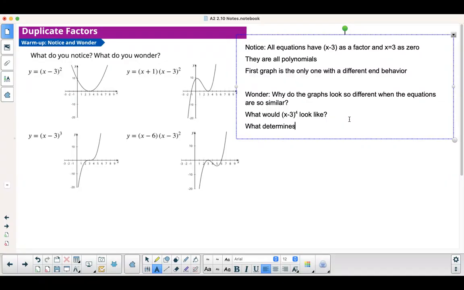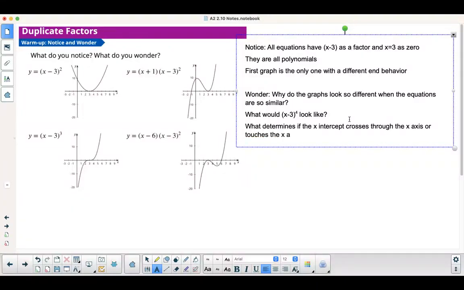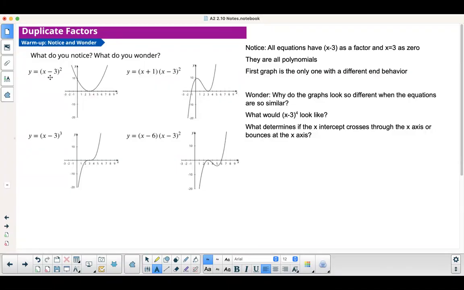Now I already kind of gave this away, but I'll say, what determines if the x-intercept crosses through the x-axis or bounces at the x-axis? I already kind of told you that it's even multiplicity and odd multiplicity. So since I already kind of ruined it, look at this one, even multiplicity for x - 3. So that means at x = 3, it's a bounce. Even multiplicity here, so same thing, at x = 3, it's a bounce. This is odd because this is really to the first power, right? So at x = -1, it crosses. Odd multiplicity, so at x = 3, it crosses through. That's to the first, so at x = 6, it crosses. This is even here, so at x = 3, it bounces.